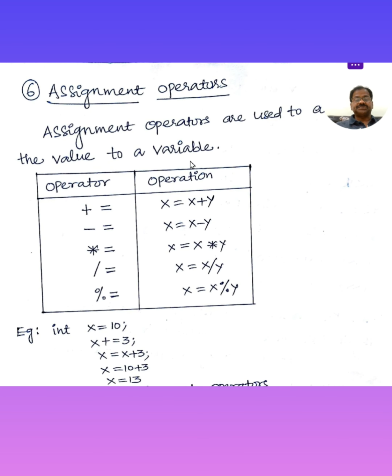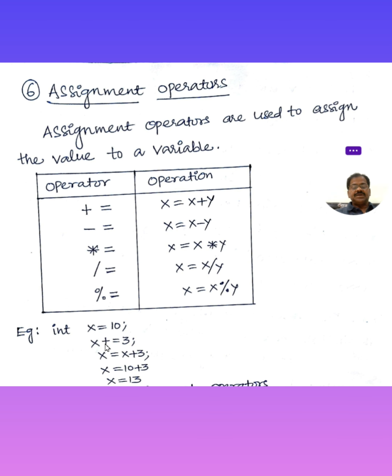Next, assignment operators. Assignment operators are used to assign values to a variable. We can assign values to the variable. You see here, plus equal to, x is equal to x plus y, minus equal to, multiplication asterisk operator, star equal to, slash equal to, modulo operator equal to.